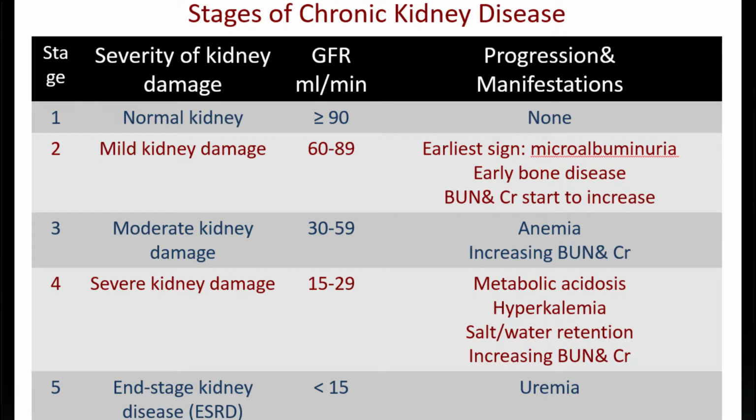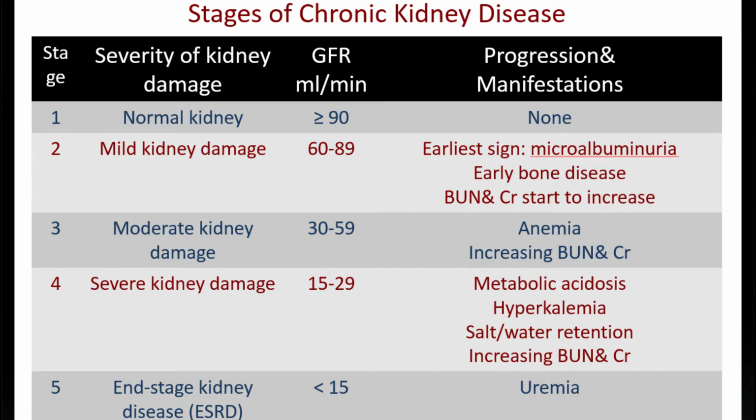Stage 2, or what we call mild kidney damage, is when your GFR drops to less than 90, somewhere between 60 and 90. This is the earliest phase of chronic kidney disease, and the earliest sign that we can detect during this stage is microalbuminuria, very minimal traces of albumin in urine. And the BUN to creatinine may start to increase late in this stage.